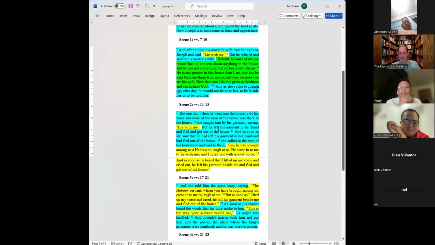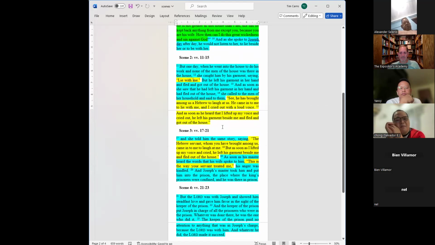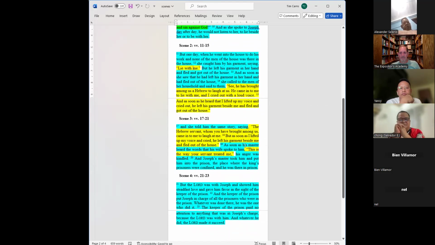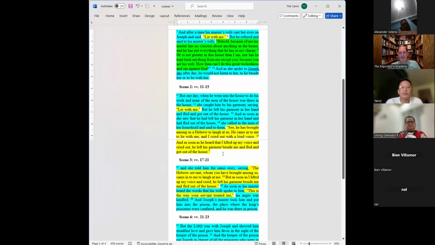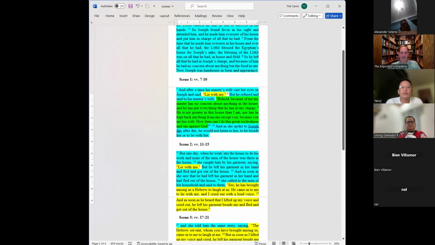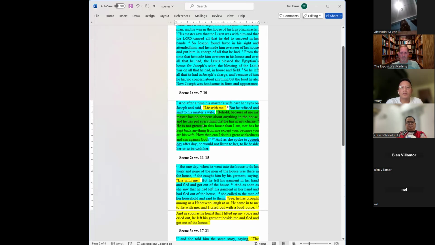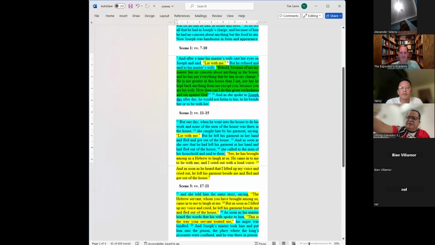Okay, those are the only characters in the story who say anything. Now, of course, the master Potiphar's in the story, but he's not recorded saying anything. He just puts Joseph in prison. But it's really the narrator, and then Joseph has this one statement he makes, and then there's Potiphar's wife.